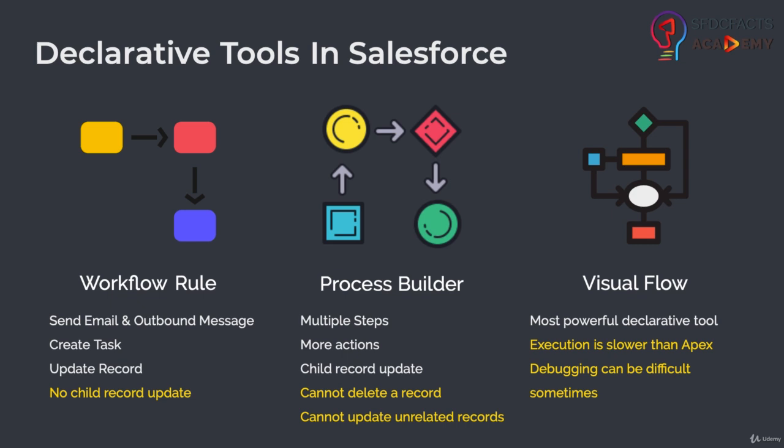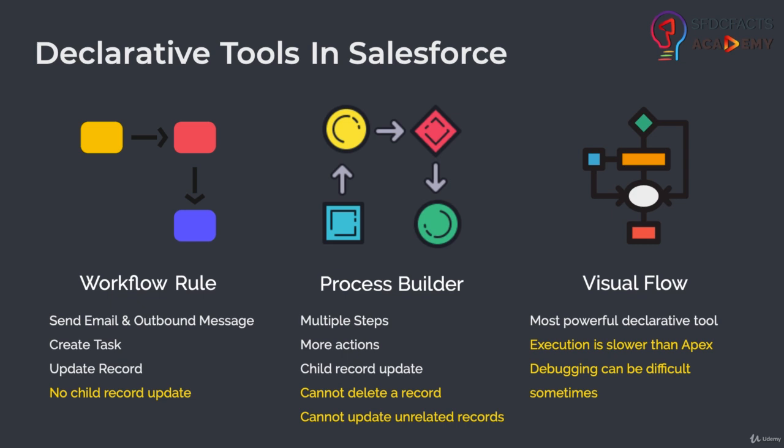But it comes with its own cost. The execution of a visual flow is slower than Apex. So let's say if you have similar logic in your visual flow and in an Apex class, then your Apex class will execute faster than the visual flow. The debugging of visual flow can be challenging sometimes, and it's not that easy to debug the errors in your visual flow. So I won't say that visual flow is a declarative tool.